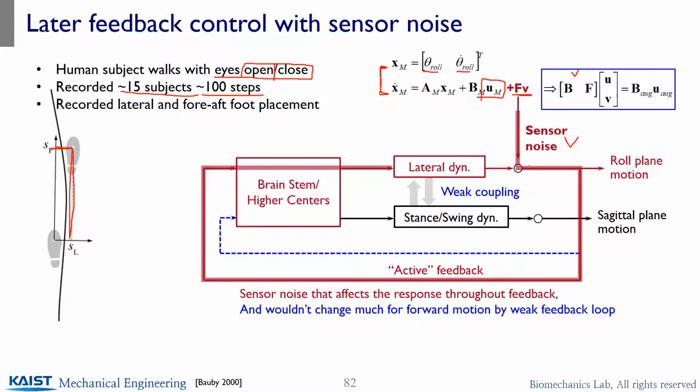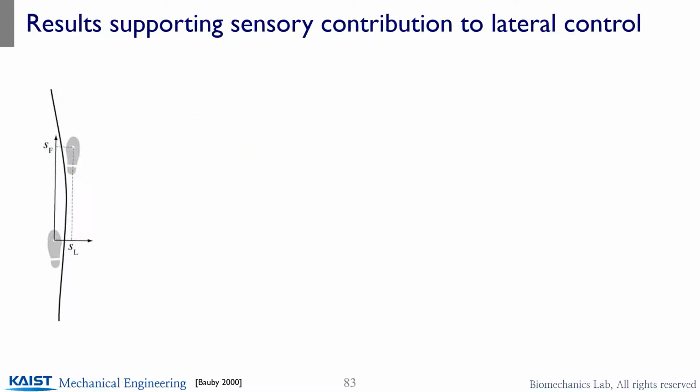Those sensor noises go along the loop to the feedback for the lateral foot placement, so the lateral foot placement will have a significant change from the sensor noise, the eyes closed trial. However, the sagittal plane has sort of missing feedback. It's not a feedback loop, so the noise wouldn't greatly affect the forward, AP directional motion. That's the assumption, the hypothesis, the expectation. Let's see how the results look.